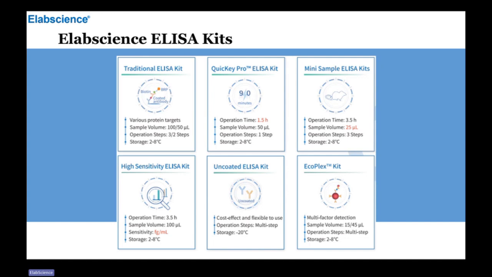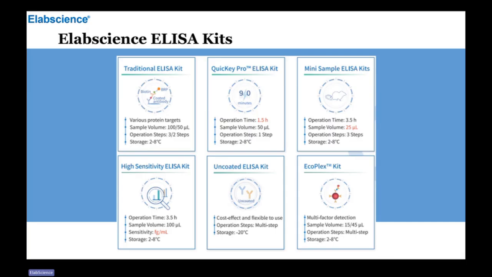And then the last one is the Ecoplex multiplex kit. This is a multiplexing type of kit in which we can detect several indicators at one time. You know that all the other ELISA kits can only detect one indicator at a time. So if you are using the traditional ELISA, you will be taking 3.5 hours just for one indicator or one biomarker to detect.